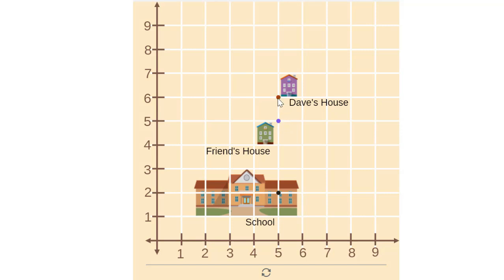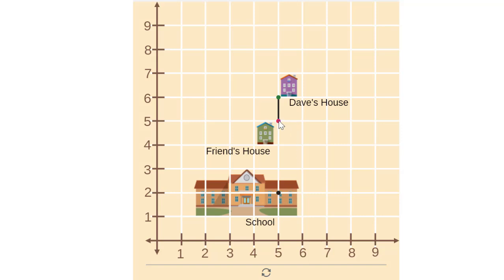Let's see, we can move Dave, the red dot. He's going on down here. So he went a total of 1 square. So the distance between 5, 6 and 5, 5 is 1. Now Dave is going to ride from his friend's house all the way down to school. And school lives at 5, 2.